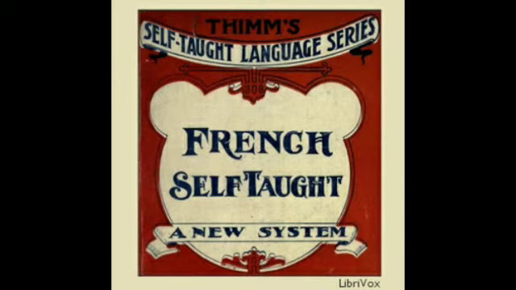Pluperfect. I had been, J'avais été. Thou hadst been, Tu avais été. He had been, Il avait été. We had been, Nous avions été. You had been, Vous aviez été. They had been, Ils avaient été.